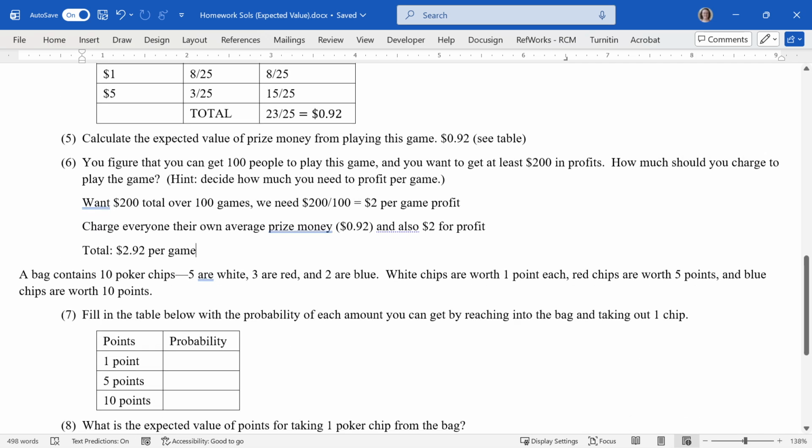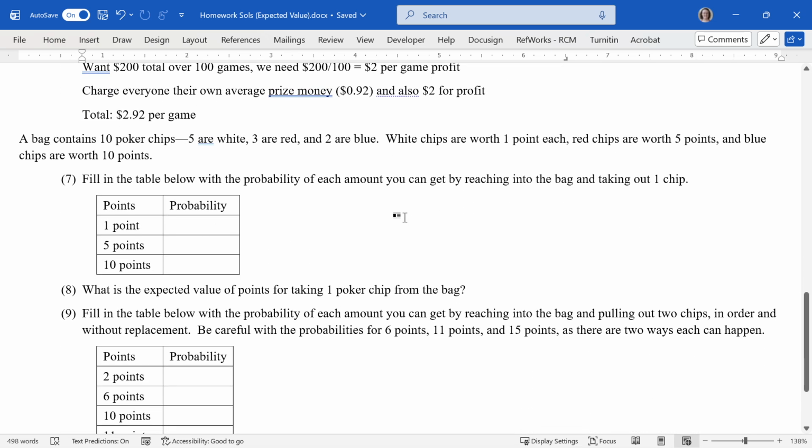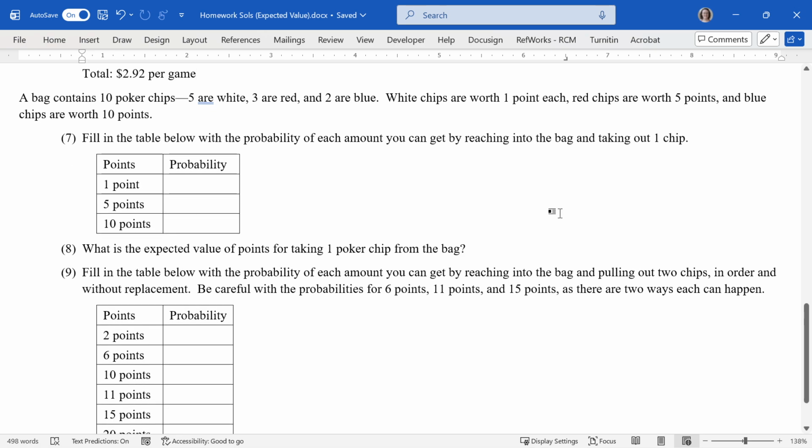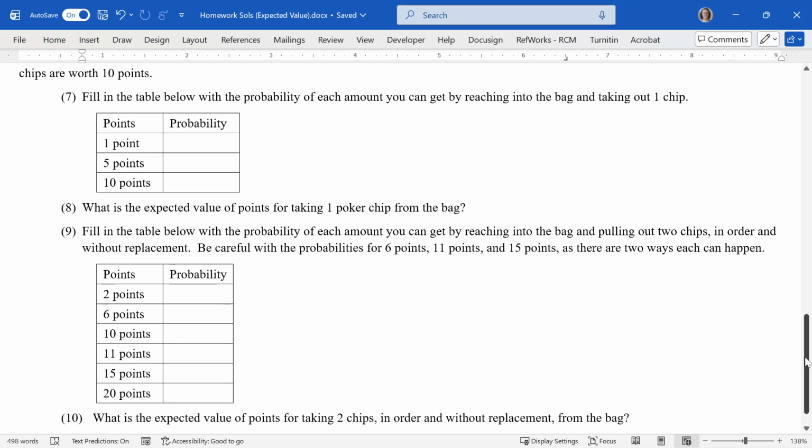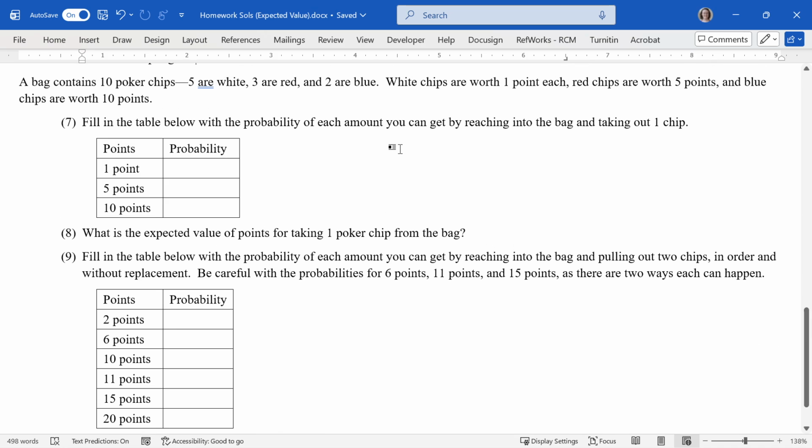Okay, the last section here. A bag contains 10 poker chips. 5 are white, 3 are red, 2 are blue. White chips are worth 1 point each, red chips are worth 5 points, and blue chips are worth 10 points. I think this is the correct amounts that people usually use. It's been a while since I played poker.